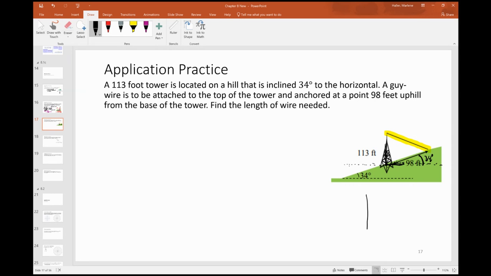Here, let's sketch this out a little bit better. All right, so this angle here is 34 degrees. Since we have a right angle with the horizontal, then I know that this angle here has to be 90 minus 34, or 56 degrees. All right, so that gives me something else that I can work with, right?